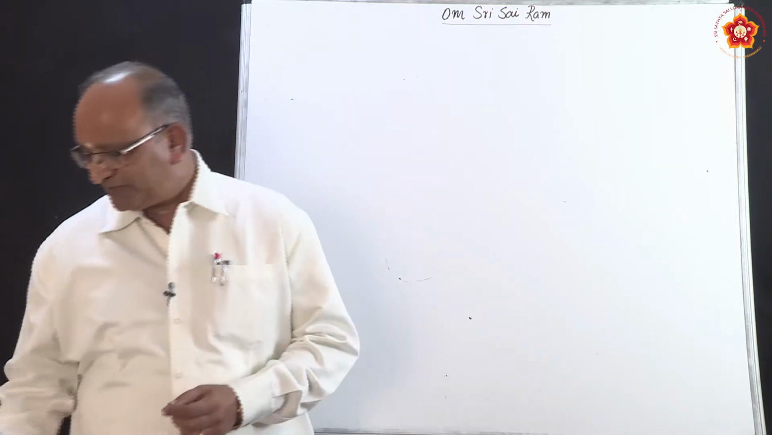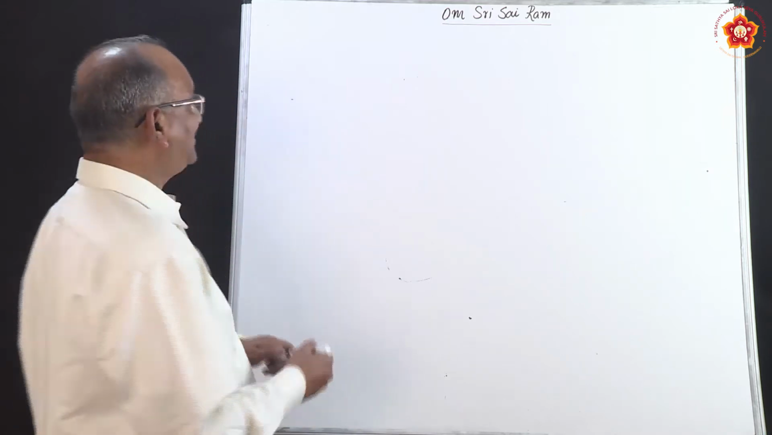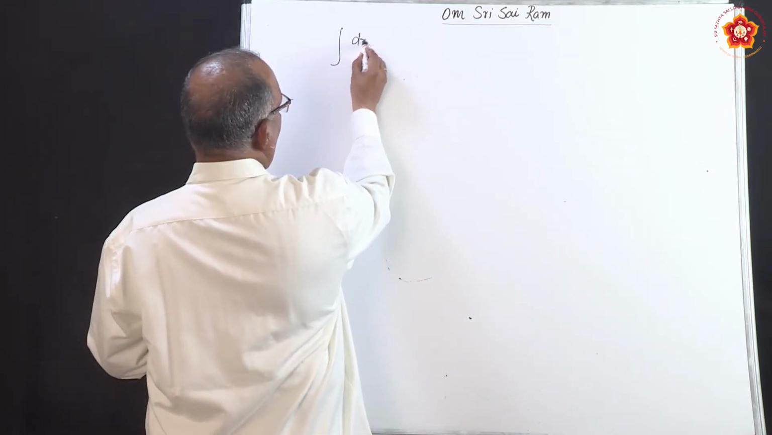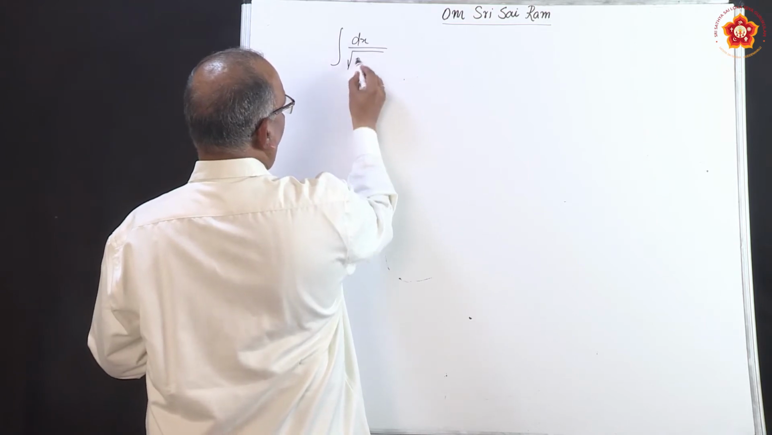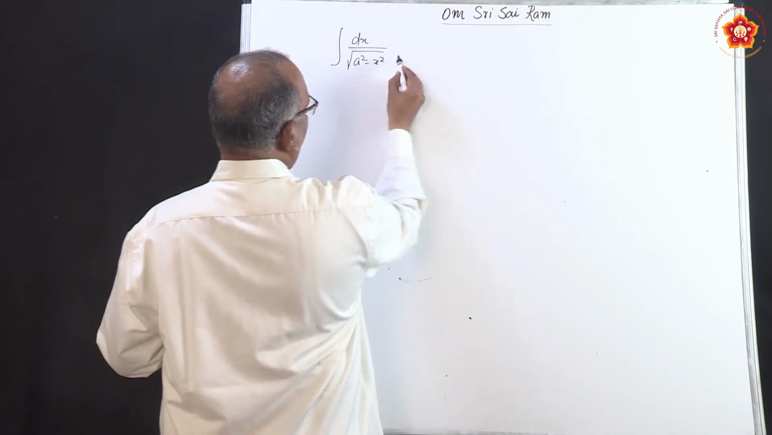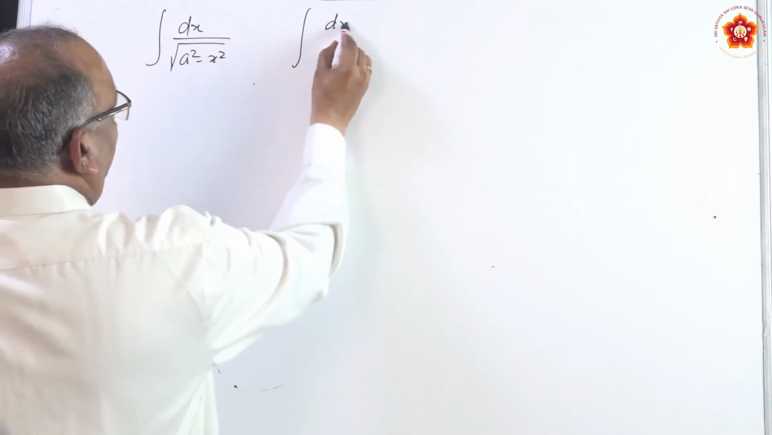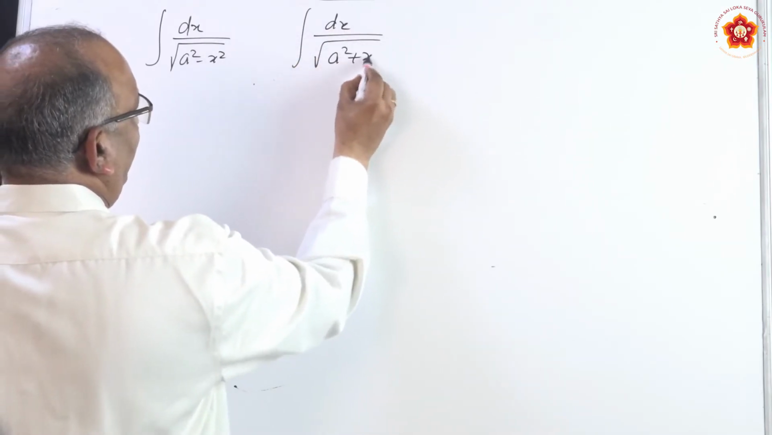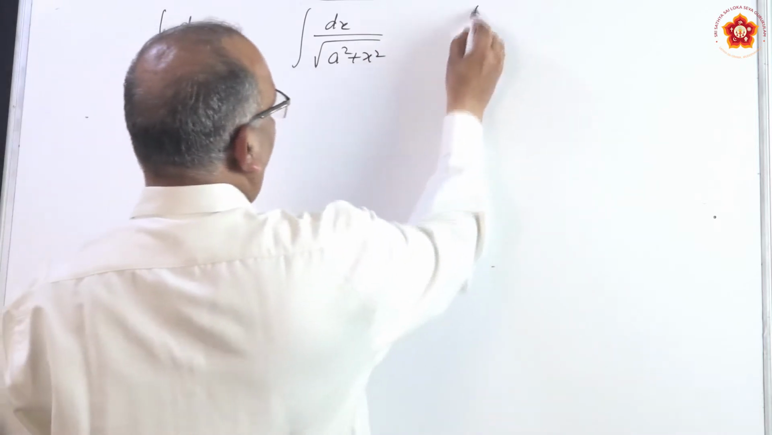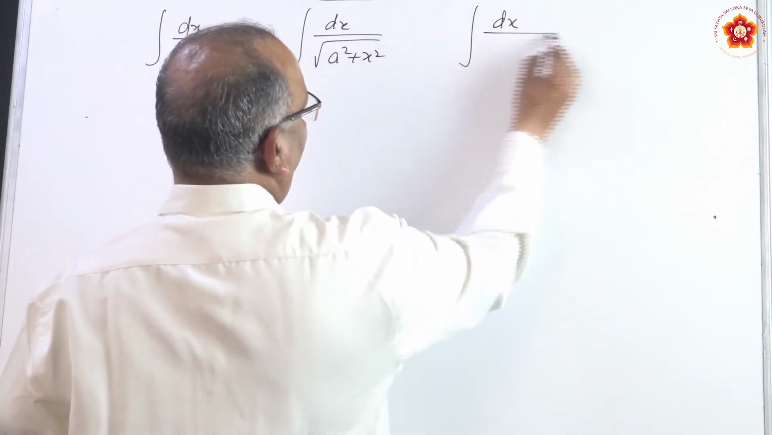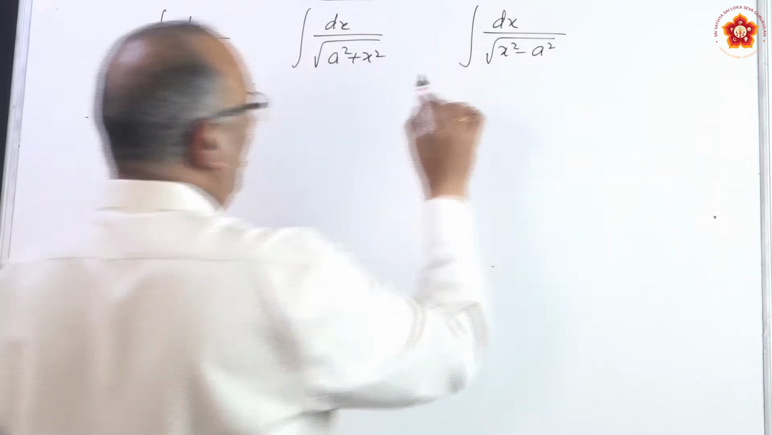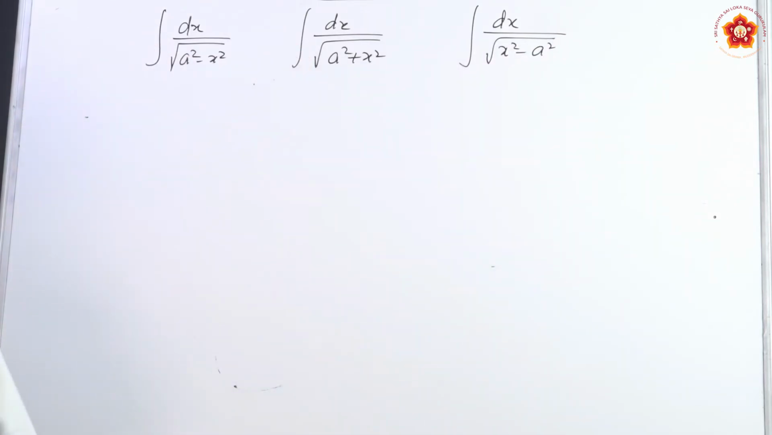Just before that we studied these three integrals, if you remember: integral of dx upon under root of a square minus x square, dx upon under root of a square plus x square, and integral of dx upon x square minus a square. All these three we have studied.